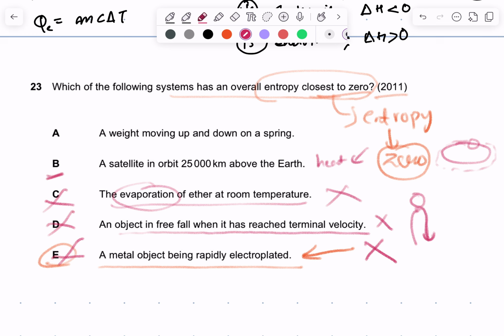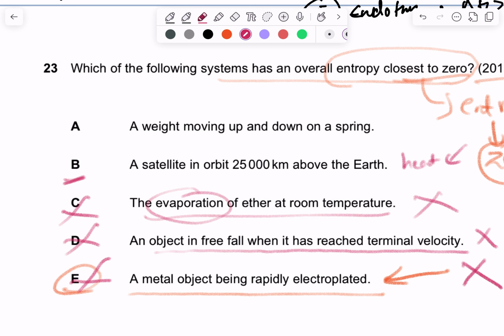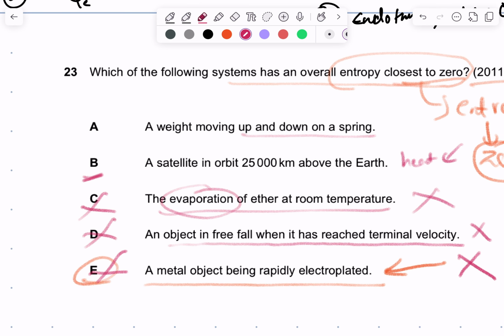So the three are getting cancelled. The last one is a weight moving up and down on a spring. They have asked either closest to zero or very zero. So either A or B is correct, because this situation has relatively less randomness compared to C, D, and E, which have a lot of disorder. But which one between A and B suits best? What do you think?